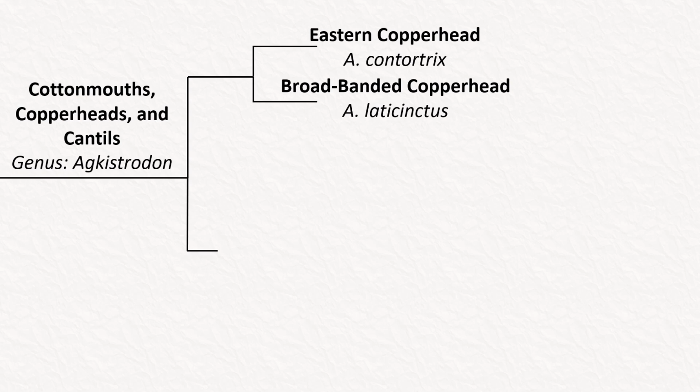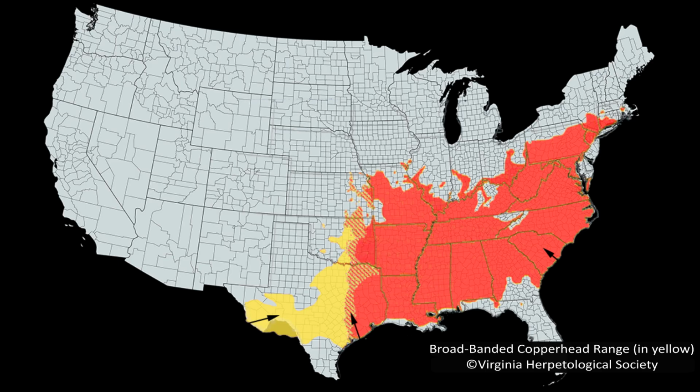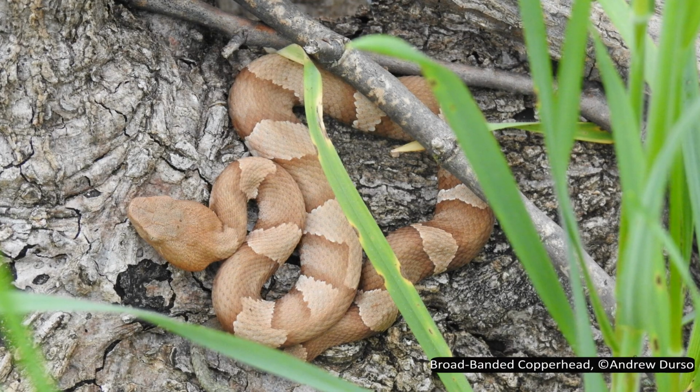Agkistrodon laticinctus. It is found in the southern United States, in parts of Kansas, Oklahoma, and Texas, and so is sometimes also known as the Texas copperhead. In parts of their range, both broad-banded and eastern copperheads can be found, making identification a little tricky.